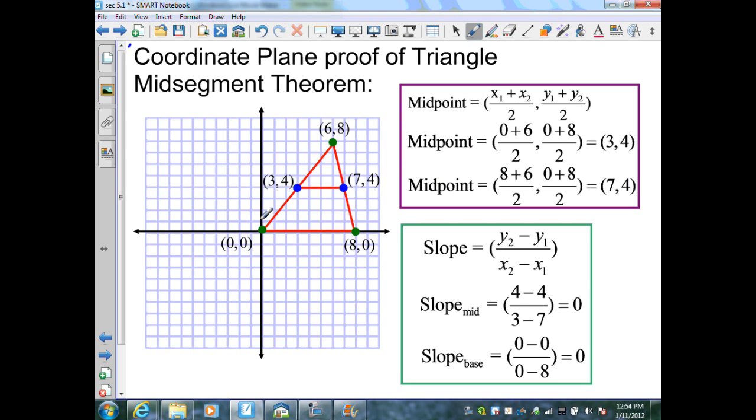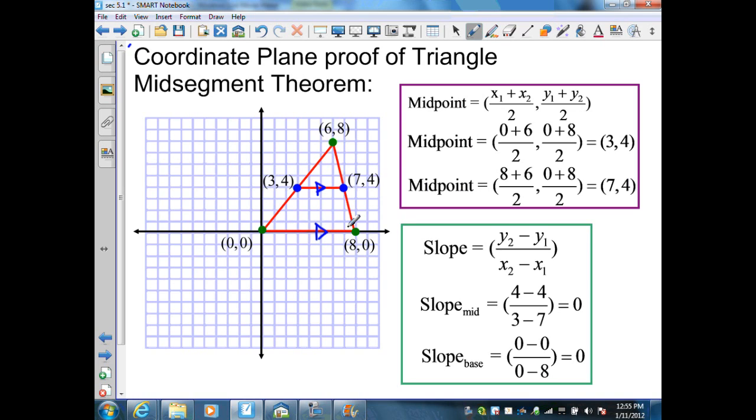Now, I want to determine, are these two segments parallel? Here, I determine the slope of each. I find the slope of the first segment, which is here, (4 minus 4) over (3 minus 7), which is the segment joining the midpoints of the triangle, to be 0, and I find the slope of the third side of the triangle and also determine it is 0. Therefore, these two segments are parallel, the midsegment of the triangle and the third side.